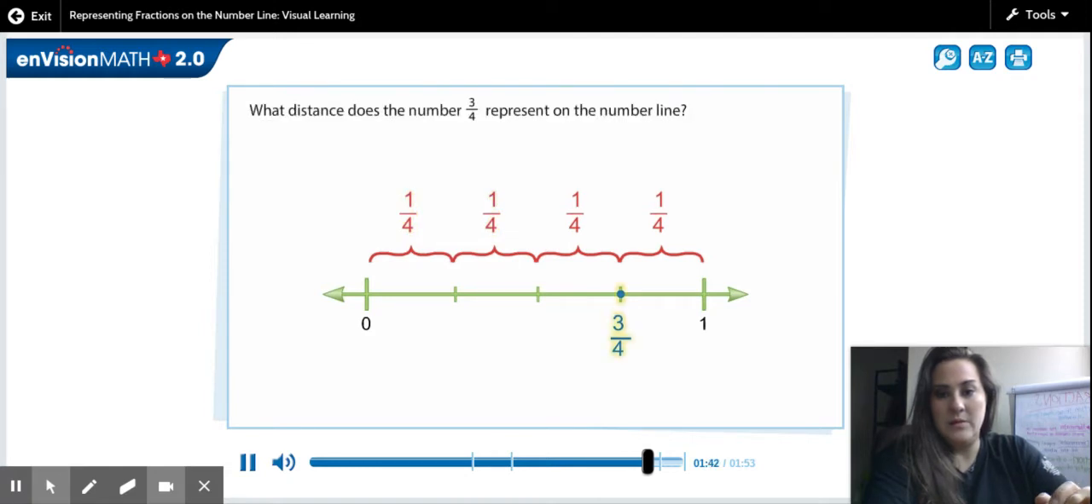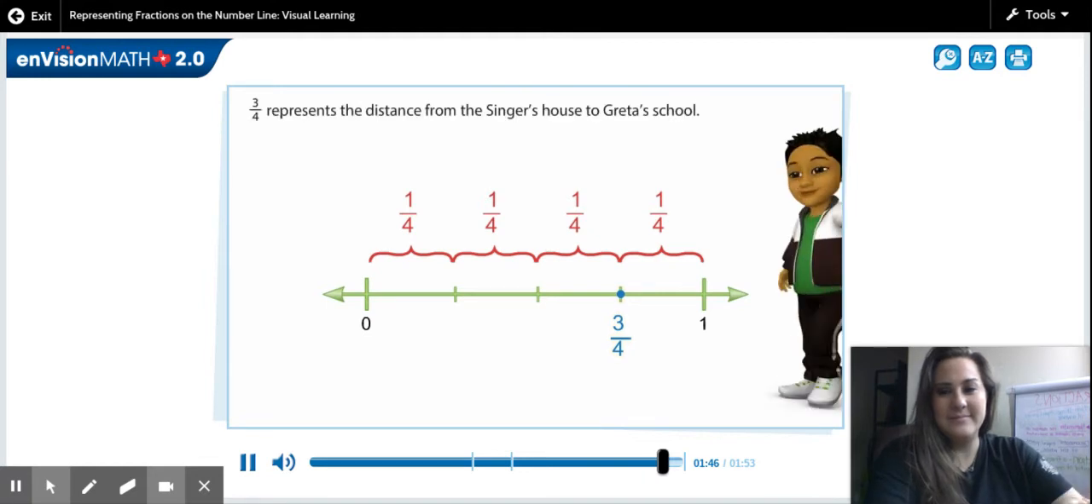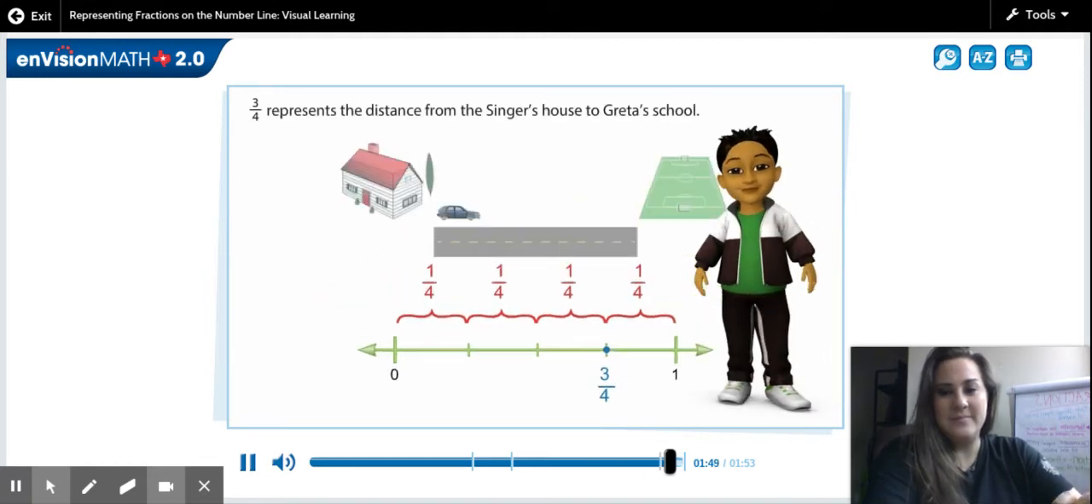Okay, so let's think about that. Think about what the question was and now what they are asking. Let's give it a second. 3/4 represents the distance from the Singer's house to Greta's school. Do you like to play soccer?